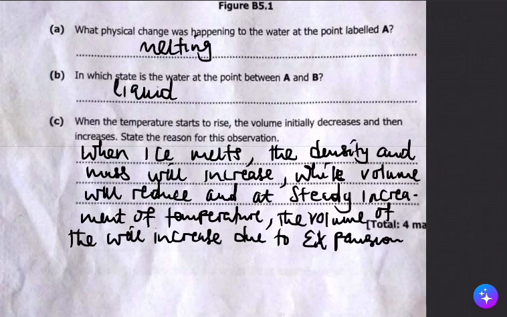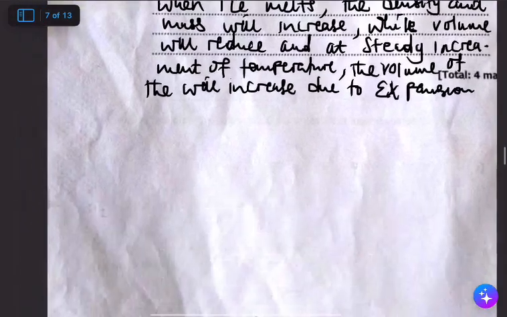Liquids basically expand, so as they expand, the actual volume increases. That's what we can state for this part. Okay, so let's move on.